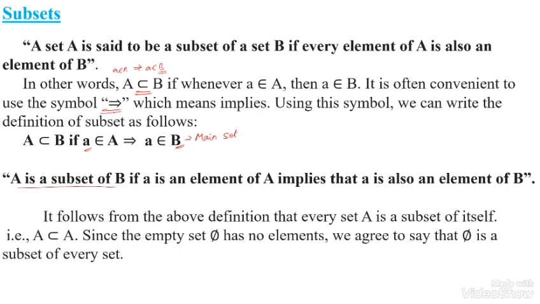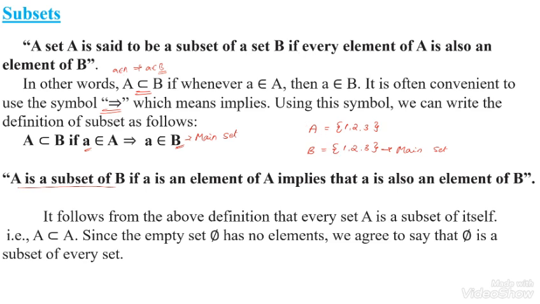Okay, now take here. It follows from the above definition. We say every set A is a subset of itself based on the definition. For example, I will consider two sets: set A containing the elements 1, 2, 3, and B is a set containing the elements 1, 2, 3. From the above definition, we say that A is a subset of B, meaning sometimes every set is itself a subset.